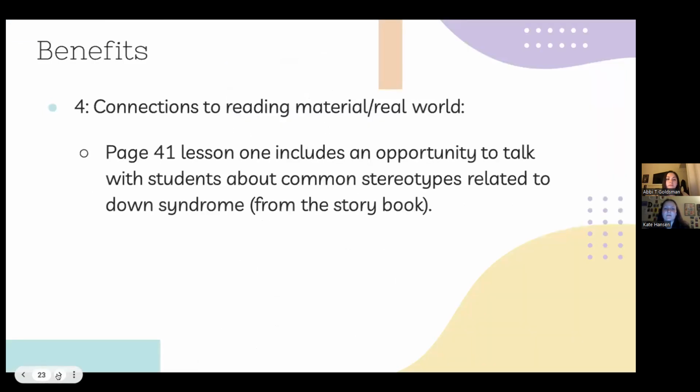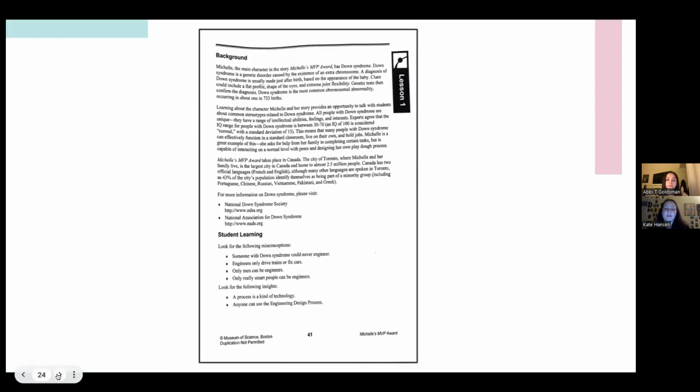The last one is connections to reading material and the real world, which is something we like. On page 41, this lesson includes an opportunity to talk with the students about common stereotypes related to Down syndrome. And this comes from what we learned in the storybook. So this is what it's given, and there are even Down syndrome links to look up as well for more information.